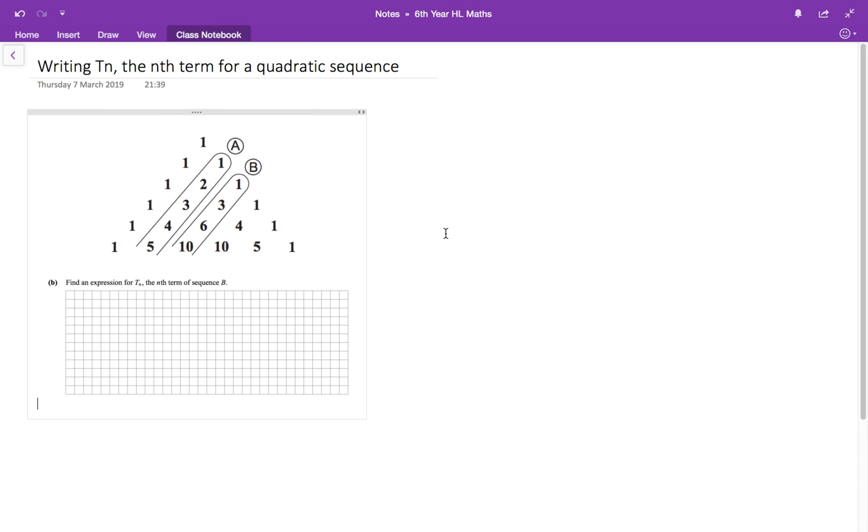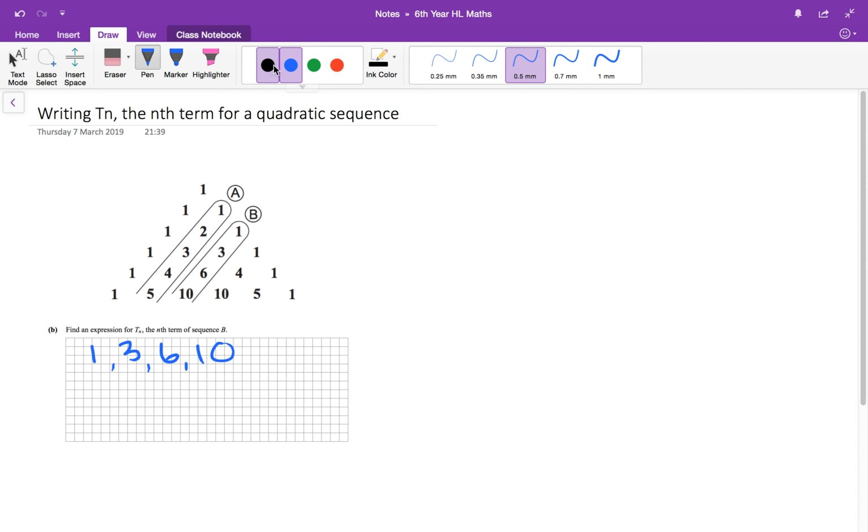This is a part of a question from the 2017 DEB mock exam where you were asked to write Tn, the nth term for sequence B. So sequence B is this one here that goes 1, 3, 6, 10. If we look at the first difference, it is 2, 3, and 4, so we can conclude that it doesn't have a constant first difference, so it's definitely not linear.